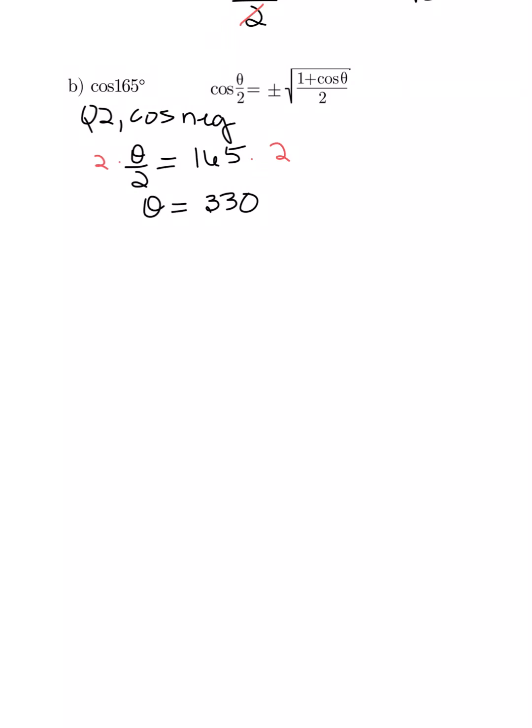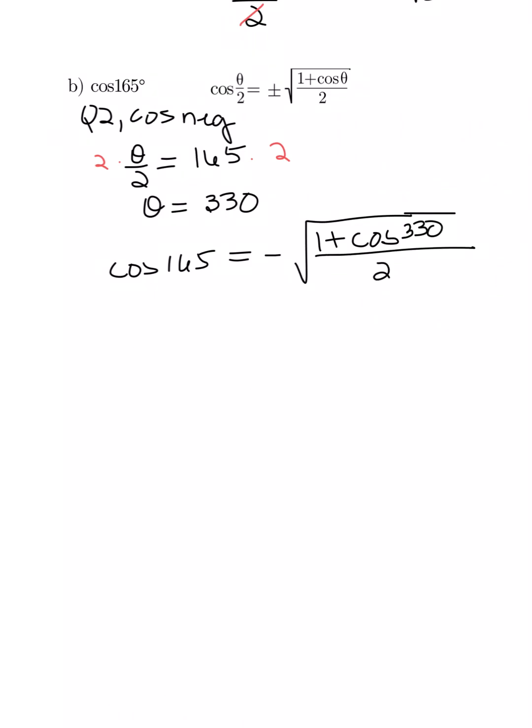This means now that we are finding that the cosine of 165 degrees is, remember we said it needs to be negative, square root of 1 plus the cosine, and we just said theta is 330, and all that goes over a 2.